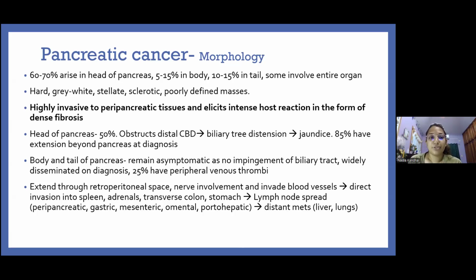Pancreatic cancer extends through the retroperitoneal space and also has nerve and blood vessel involvement, with direct invasion into the surrounding organs, so the spleen, adrenals, transverse colon, and stomach. And there's also lymphatic spread to the peripancreatic, gastric, mesenteric, omental, and portohepatic nodes, followed by distant mets to the liver and the lungs.